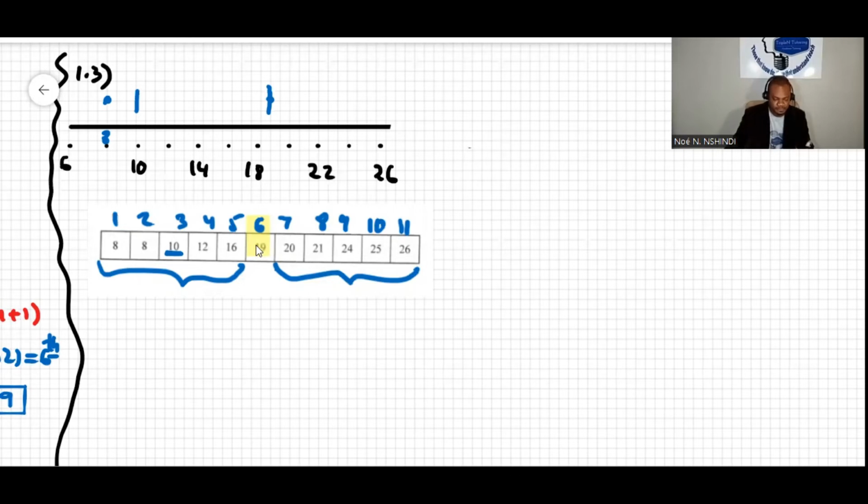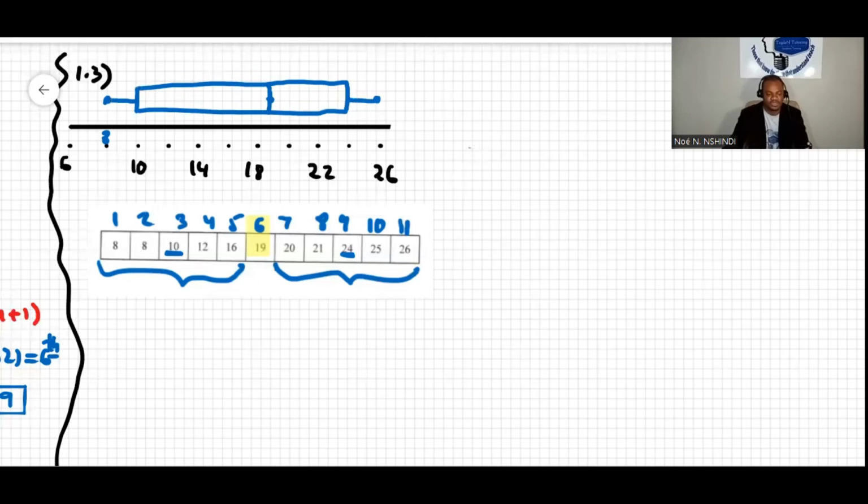And then the third quartile must be 24. This one, 24, I'm also going to draw a line here. And then the maximum is 26, so at 26 I put a dot. Now I can connect this, connect that, and then connect this, connect that. Okay, something like that. So maybe you can just show a rectangle like this. Something like that. Okay, that's the box and whisker.